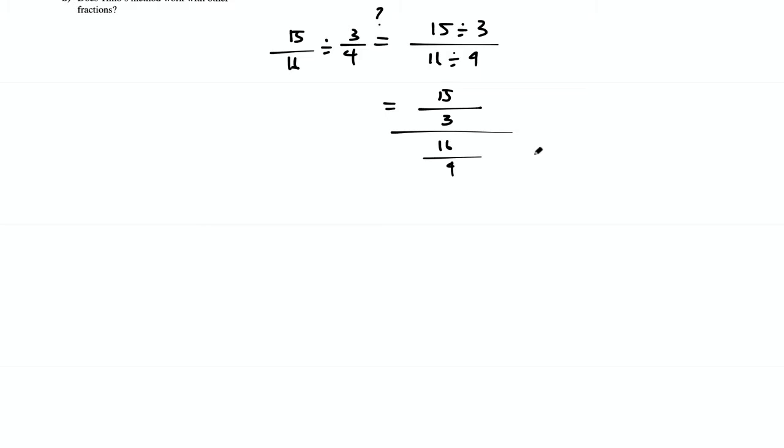So we have a fraction over a fraction, so that's the same thing as saying 15 over 3 divided by 16 over 4. Right? But now I can equate this into a multiplication. It's going to be multiplied by the reciprocal. That's 4 over 16. Okay?